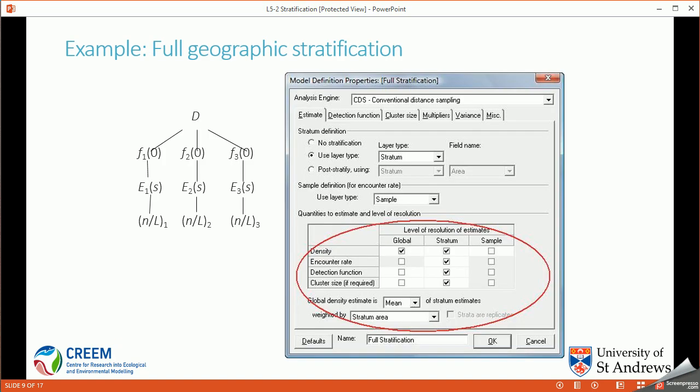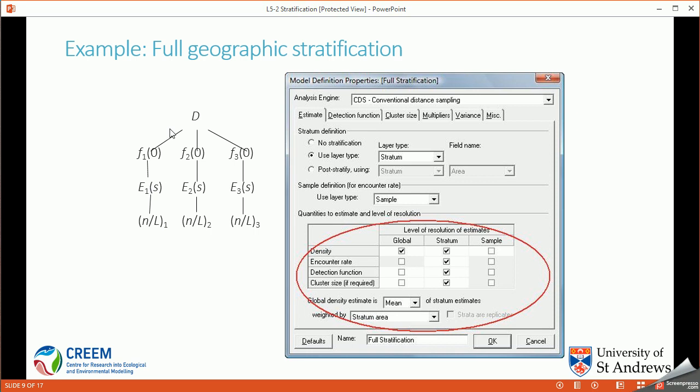What about the analysis? Well, if we look at this model definition properties tab, we specify how the analysis is going to be done. Now, if you have group data, then there are three main parameters that you're estimating. You're estimating an encounter rate, given by this n upon L, an expected group size, given by this E(s) thing, and an f(0), a PDF evaluated at the origin.